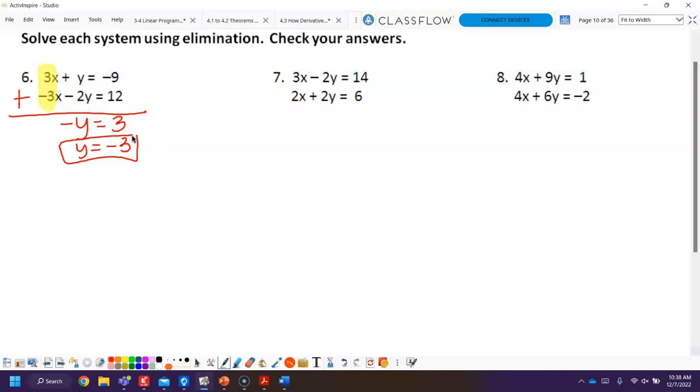Now, just like yesterday, I can't stop at one variable. I need to know both variables. So I'm going to take that negative 3, and I can plug it back in for y in either of my original equations. It doesn't matter which one. So I have 3x minus 3 equals negative 9. Now I'm just going to solve for x.